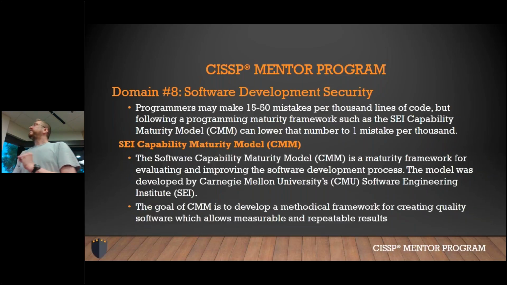So why are we looking at this? Programmers make 15 to 50 mistakes per 1,000 lines of code, but following a programming maturity model, such as the SEI capability maturity model, they can lower that to 1 mistake per 1,000. So why is that important?